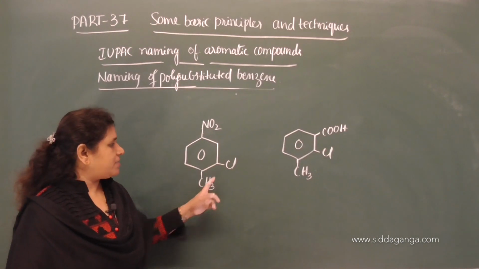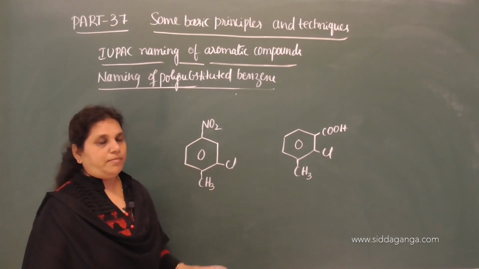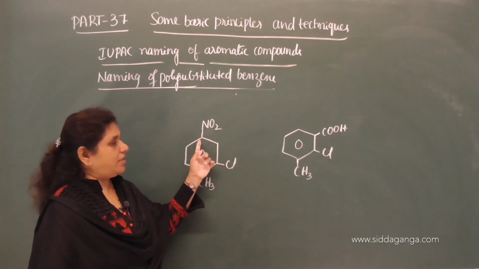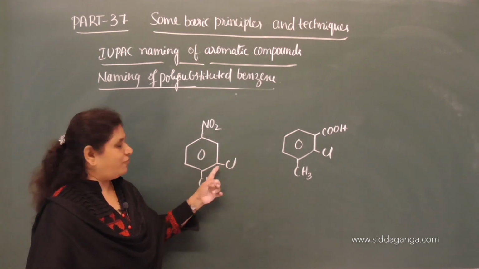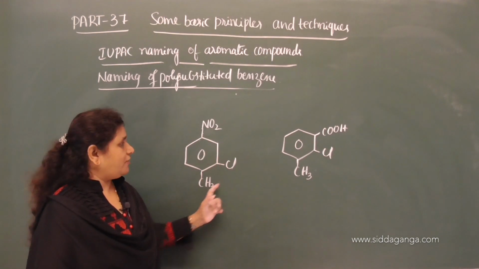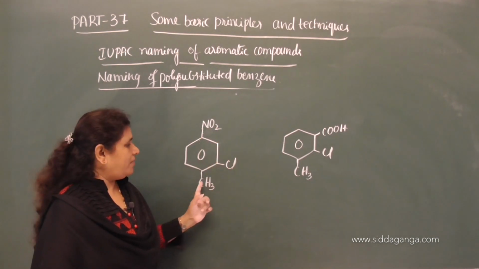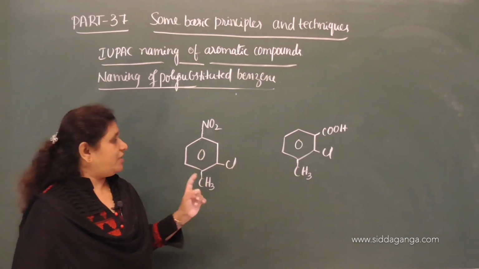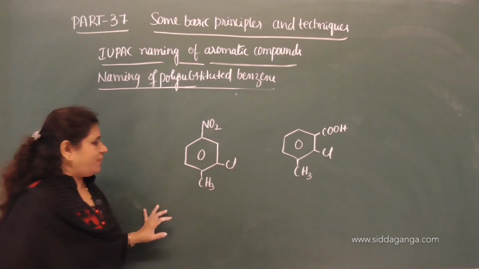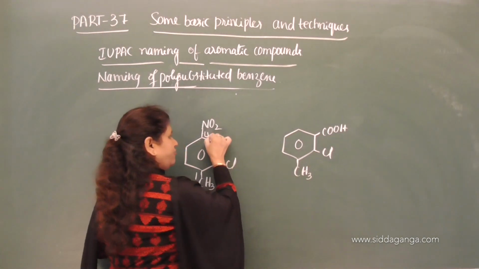Now, methyl group is there, Cl is there, NO2 is there. Now, give the number. If you give the number from this end, 1, 2, 3, 4: 1 plus 3, 4, 4 plus 4, 8. If you give the number from this end, 1, 2, 3, 4: 1 plus 2, 3, 3 plus 4, it is 7. So, therefore, we need to give the number from this end, 1, 2, 3, 4.